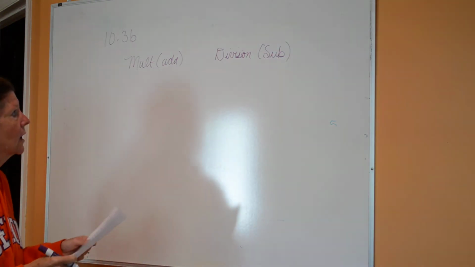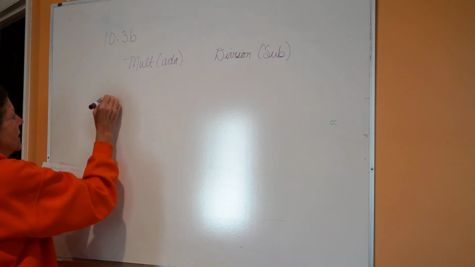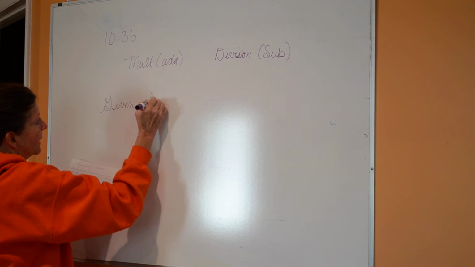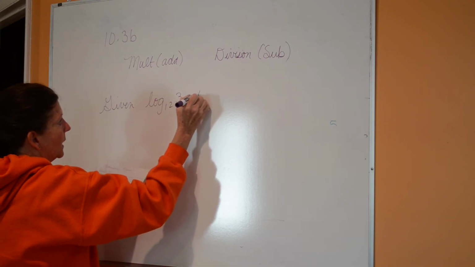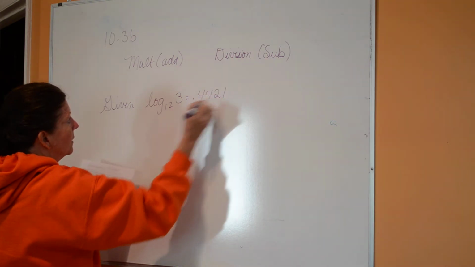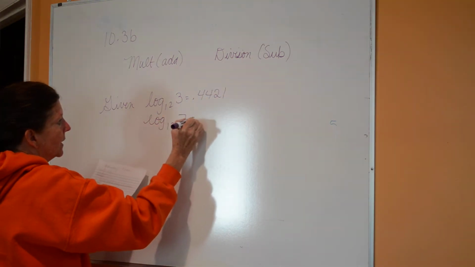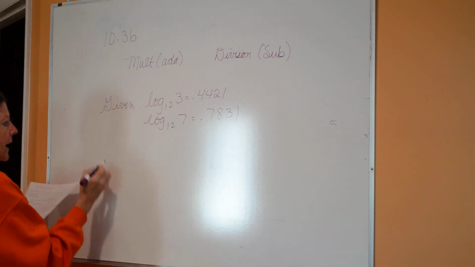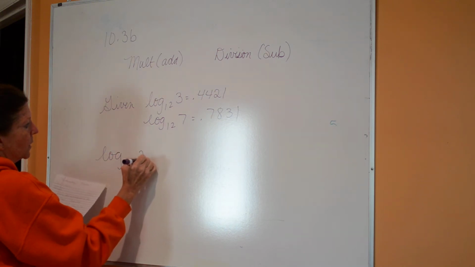So let's do a couple review problems of what you did on your homework before. Let's say that you were given the fact that the log of base 12 of 3 equals 0.4421, and the log of base 12 of 7 is equal to 0.7831. And then they asked you, find the log of base 12 of 21.